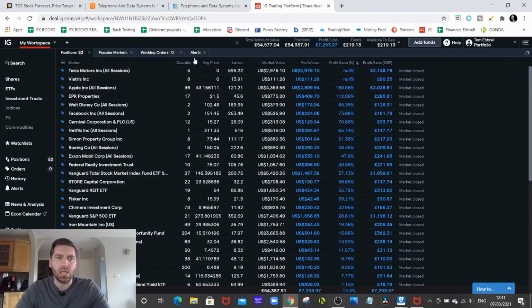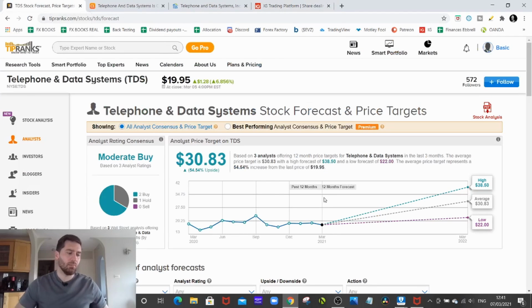Market's closed, so you can't see any movement there anyway. So let's start with the good stuff. Let's go into TipRanks first of all. We've got two buy ratings and one hold. It's considered a moderate buy on TipRanks. As always, be very careful how you type that into Google, because you may end up with a completely different type of website, for better or for worse.